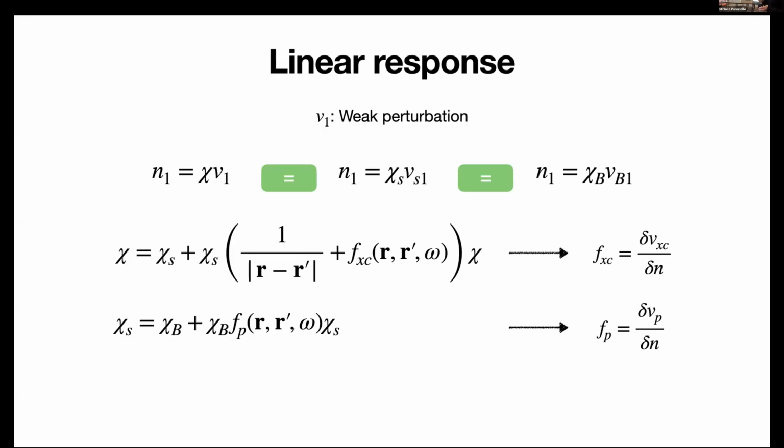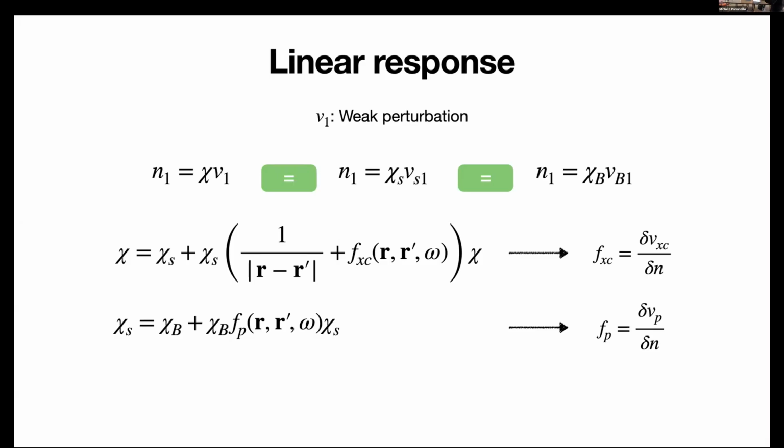So we add the Hartree kernel and the exchange correlation kernel, where this is the functional derivative of the exchange correlation potential. Now, if we want to recover the excitations of the Fermi Kohn-Sham system from the boson Kohn-Sham system, then we need to add as well a correction given by the Pauli kernel, which is the functional derivative of the Pauli potential.